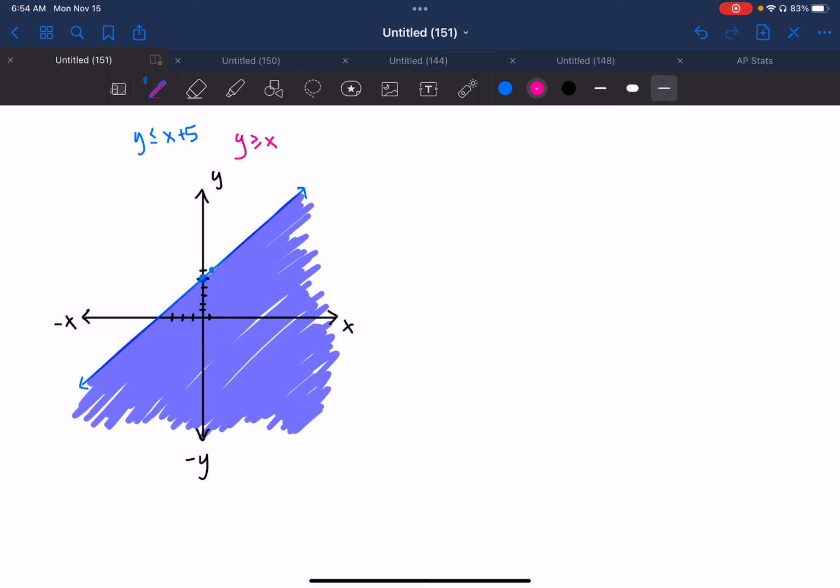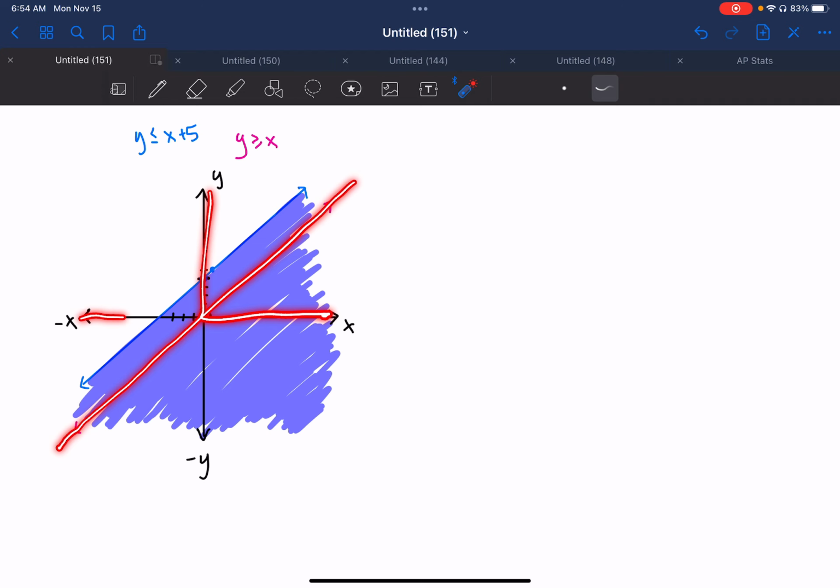Okay, let's try a different point. So maybe we have (2, 2) there. Let's try a different point. 5 equals 5. And hopefully you're starting to see this pattern. If not, come in and we can talk about it. Right there, y equals x is just a 45-degree angle that splits quadrants 1 and 3 in half.